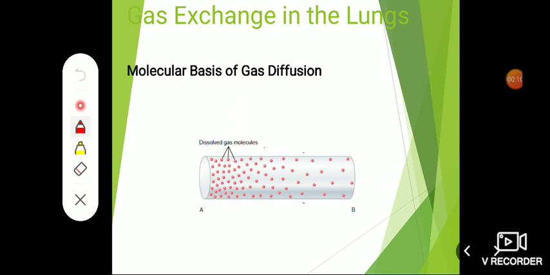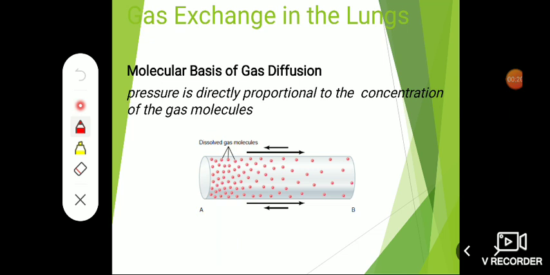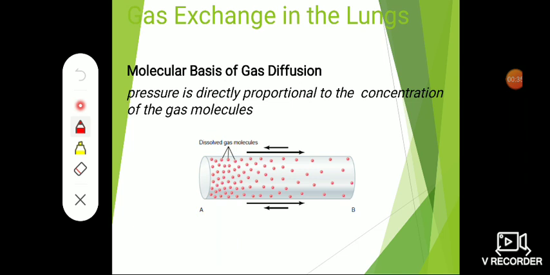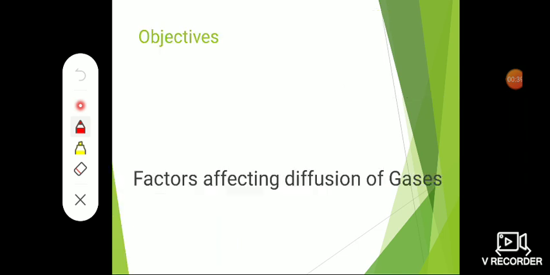Just to start with, let's see what is the basic law of gas, the molecular basis of gas diffusion. You can see pressure is directly proportional to concentration of gas molecules. So from higher concentration to lower concentration they move, and at equilibrium they will be balanced. This principle is working across our respiratory membrane.